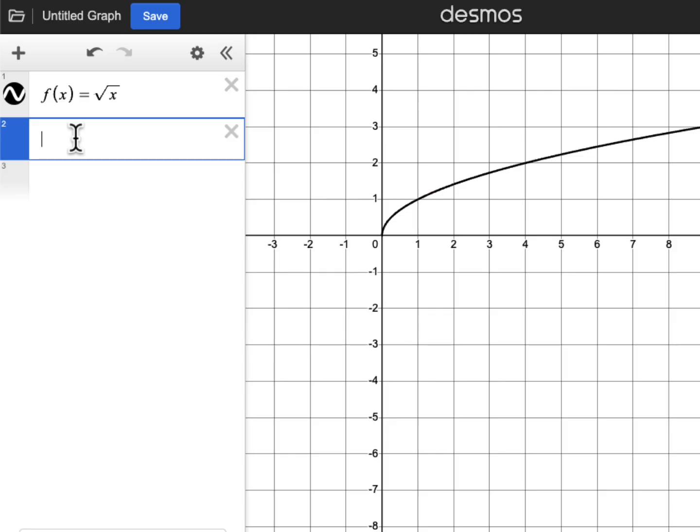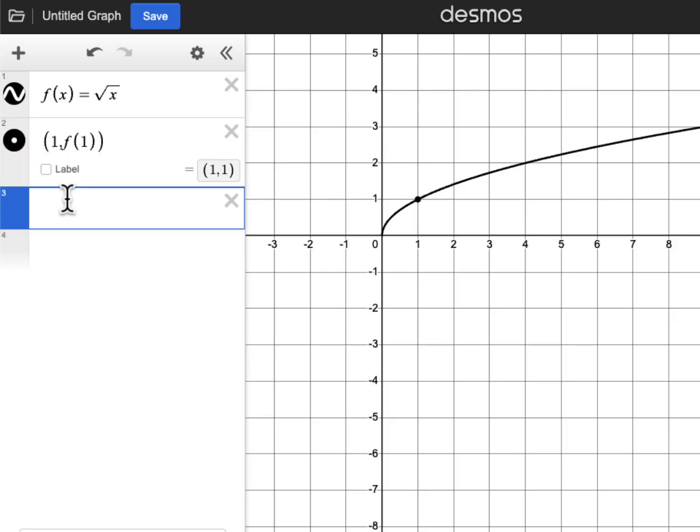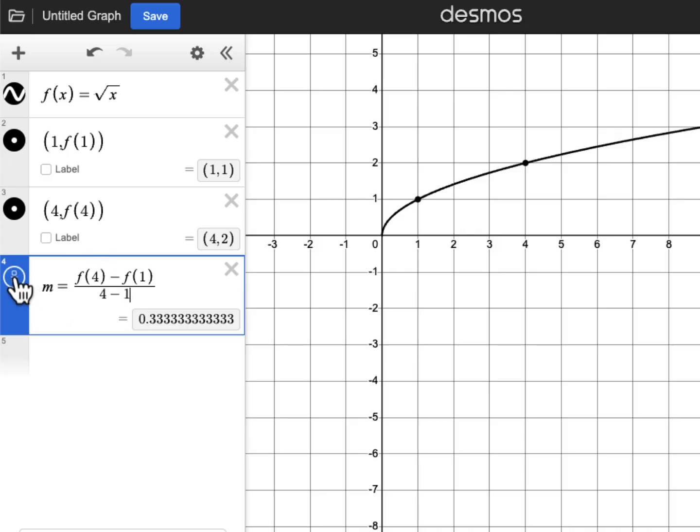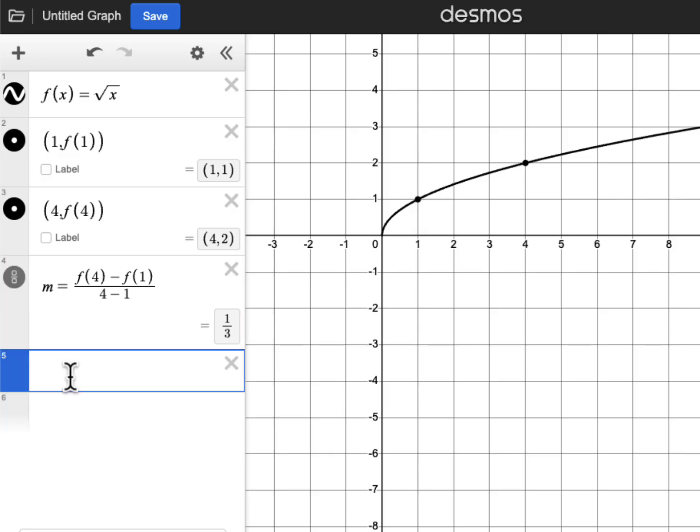Looking at technology, here's our function. We have a point at 1, f of 1, a point at 4, comma, f of 4. The slope is f of 4 minus f of 1 over 4 minus 1, in fraction form, 1/3. Let's make the equation of the secant line, and let's use the first point. So y minus the y-coordinate is equal to this m times x minus the x-coordinate.